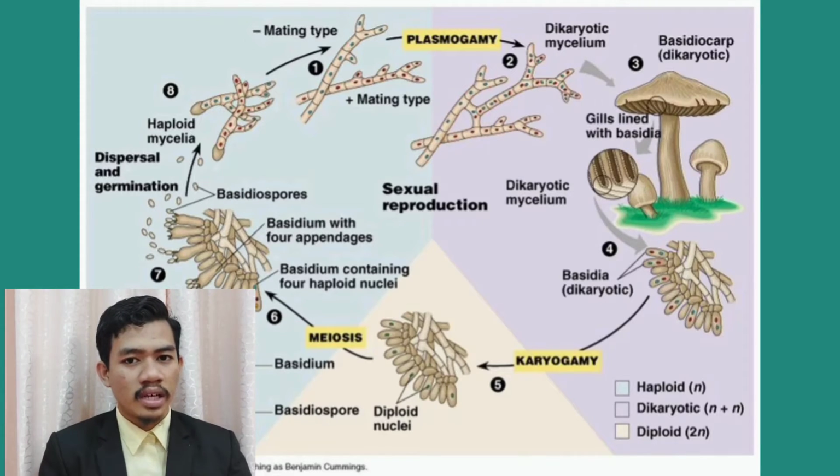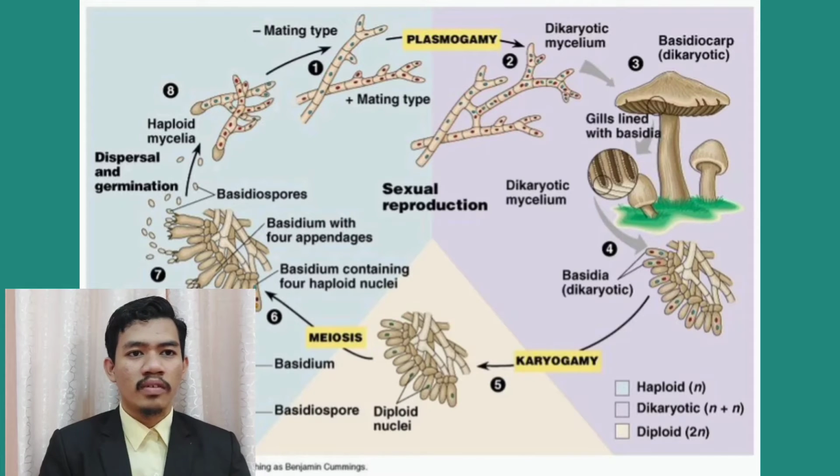The first step is that haploid mycelia of different mating types undergo plasmogamy. Plasmogamy refers to the fusion of the cytoplasm of two gametes or two vegetative cells, which work as gametes. There are two mating types we can see, mating type negative and mating type positive. Step 2, dikaryotic mycelium forms, growing faster than and ultimately crowding out the haploid parental mycelia.